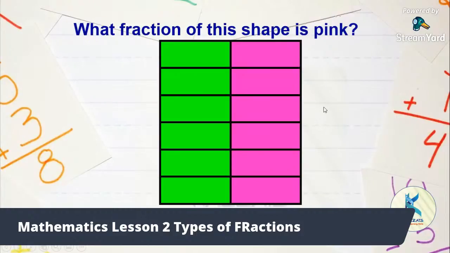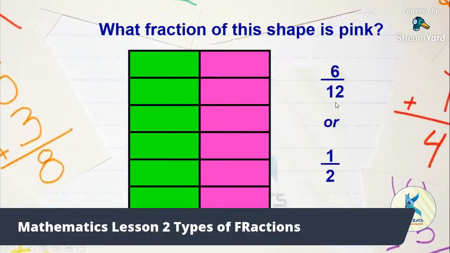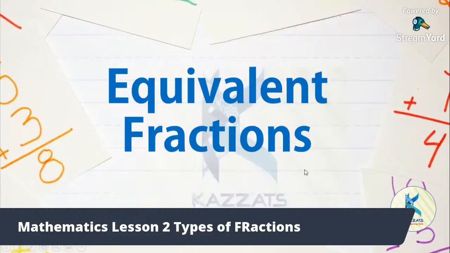Again, the same kind of diagram. It has 1, 2, 3, 4, 5, 6, 7, 8, 9, 10, 11, 12 parts. So the denominator is 12. 6 are colored in pink, so 6 over 12. But this can be taken as one part and this can be taken as another part. So it is also known as 1 over 2. So these are called equivalent fractions.